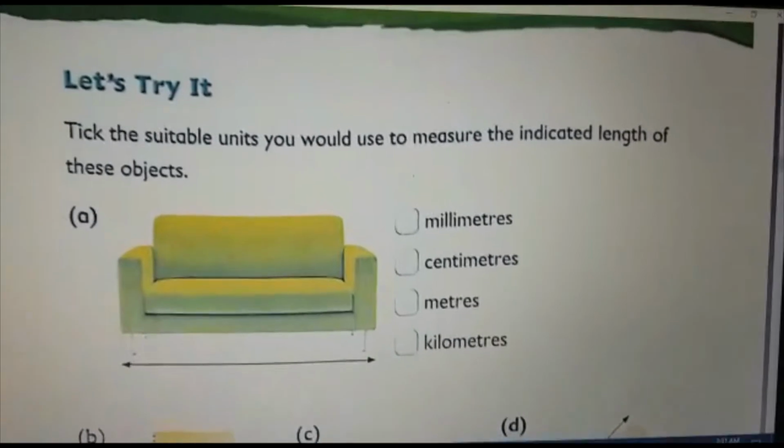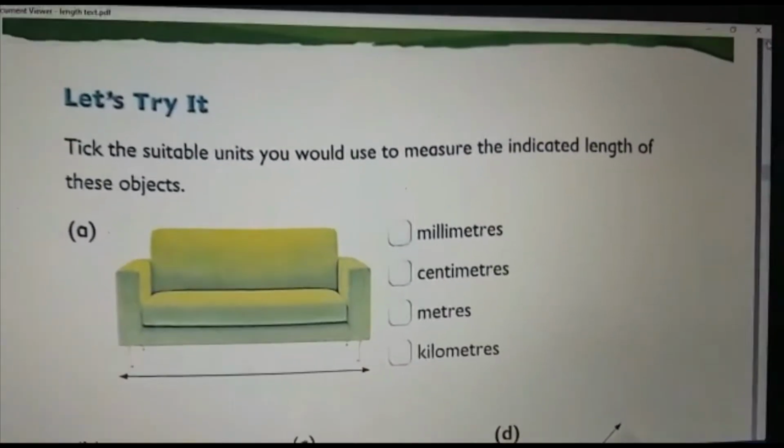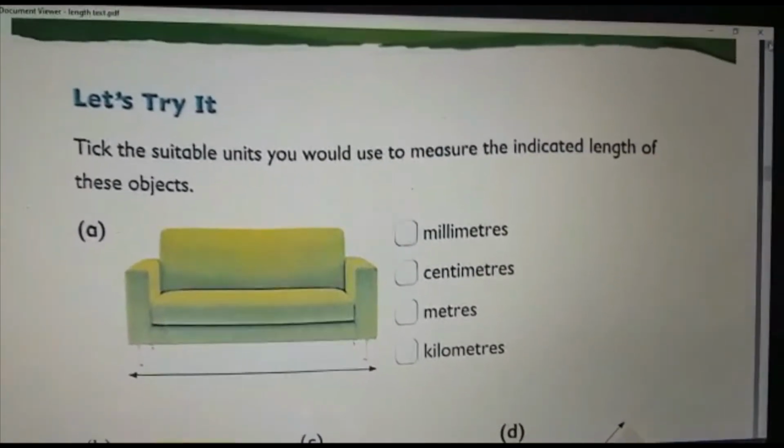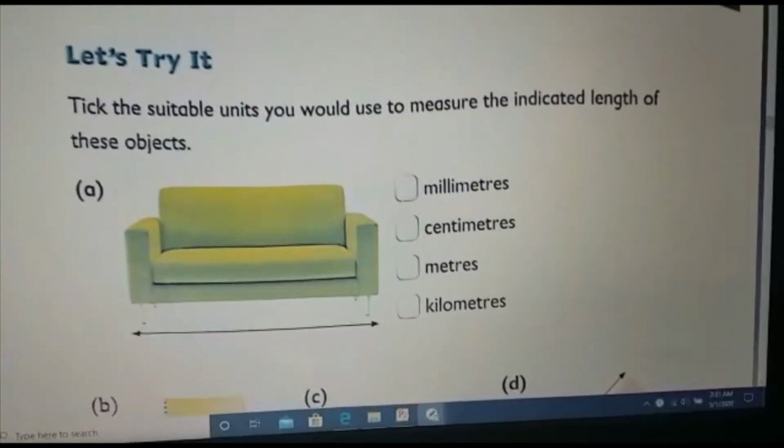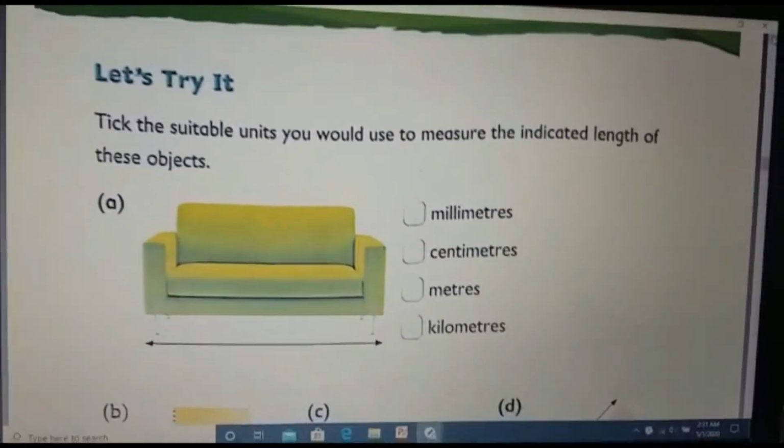So the homework for length is page number 214. Let us try. Just go through this, do the homework and send it to me. If you have any doubts or confusions, please clear them with me.